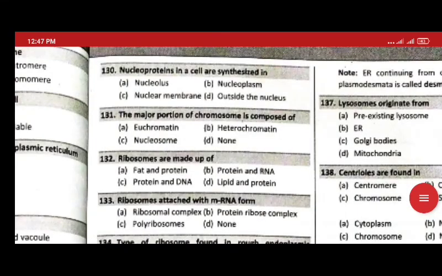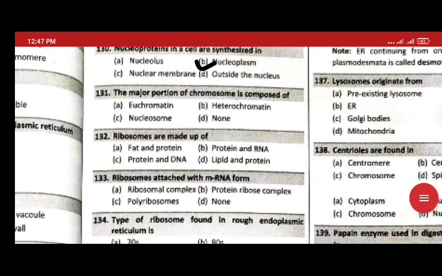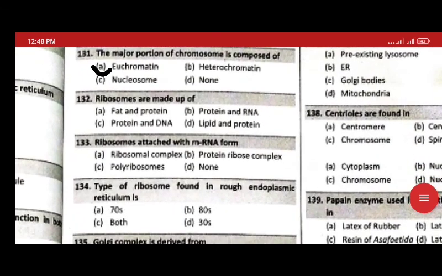We have 130. Nucleoprotein in a cell is synthesized in what? Nucleoprotein is synthesized in B, nucleoplasm. So option B is right. Now the major portion of chromosomes is comprised of what? Euchromatin, because this is active and light stained.